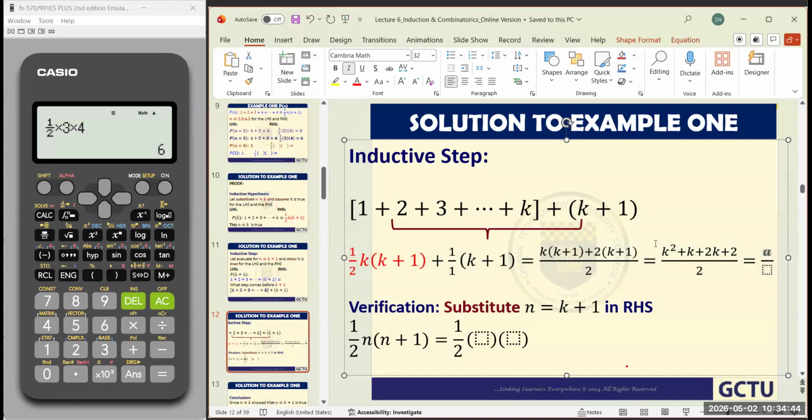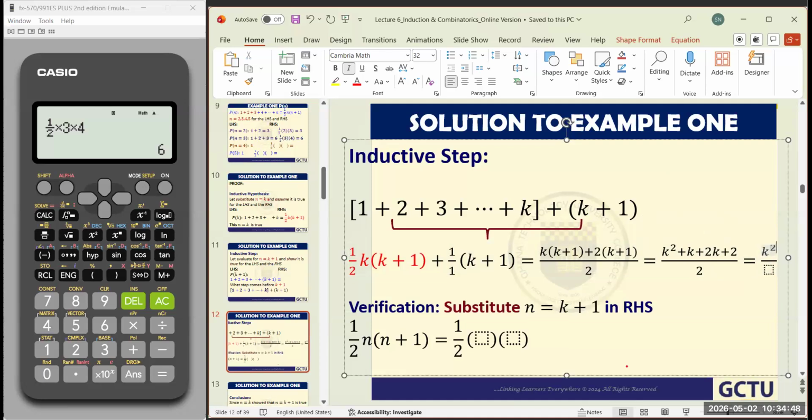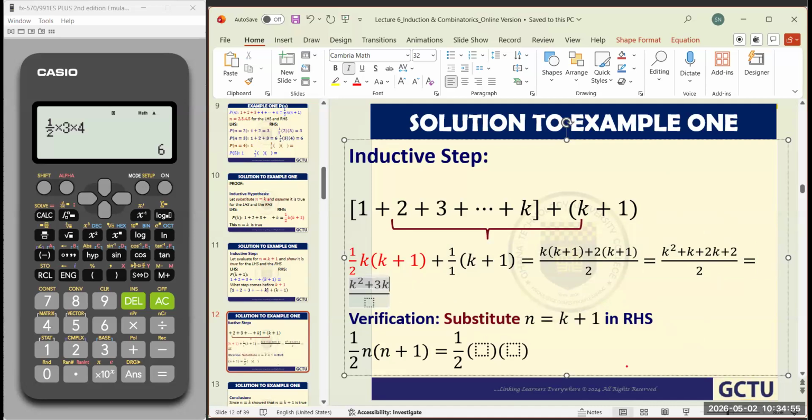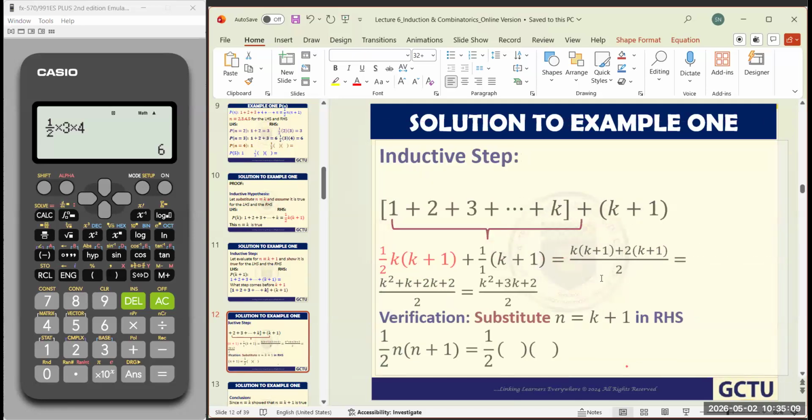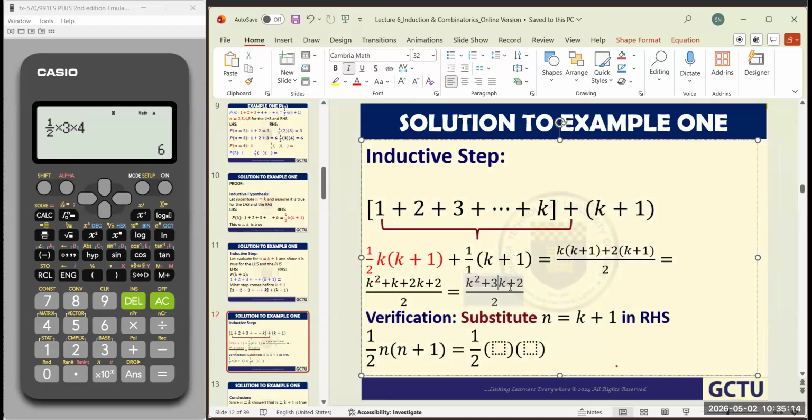I'm going to get k squared. Then 2k plus k will give me what? Is it not 3k? k squared plus 3k, all plus 2, all divided by 2. Now if we factorize this, maybe I shouldn't expand it. Let it come to the next line. So now, if we factorize the numerator, what do we get?